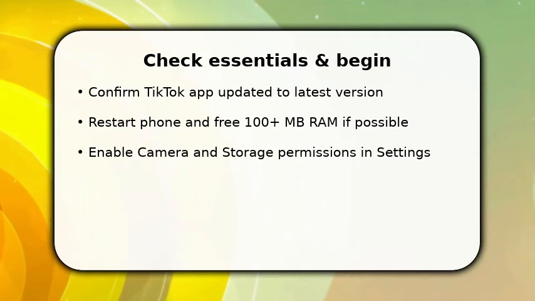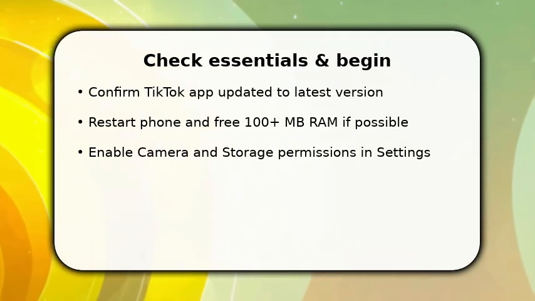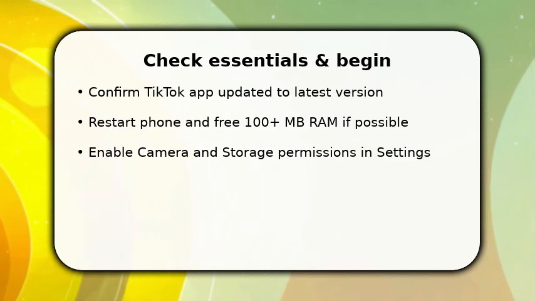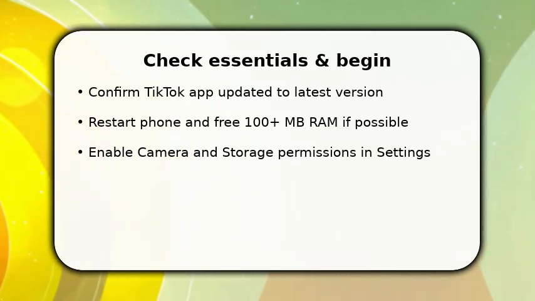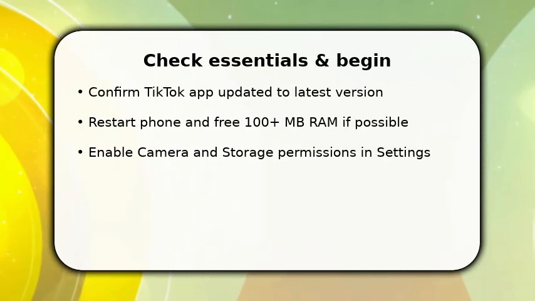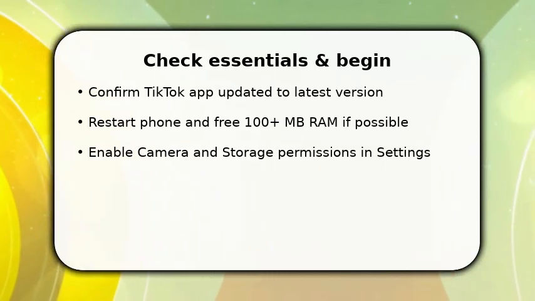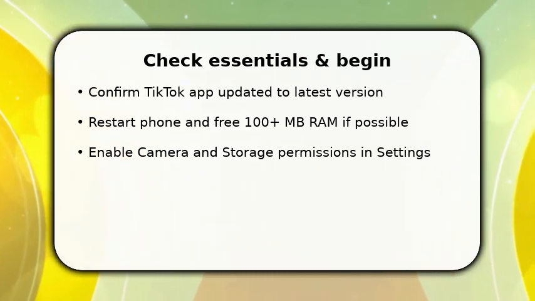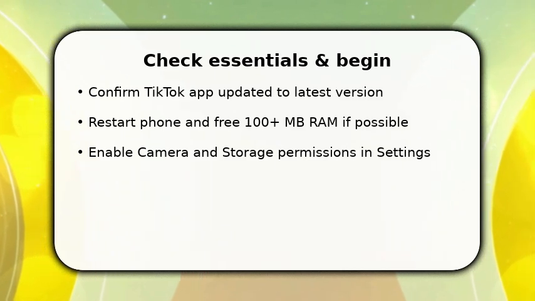If you use an app lock or restricted profile, disable it temporarily. Next, clear TikTok cache from the app settings to remove corrupted temporary data. Doing these steps first prevents common permission and cache causes and sets you up to test photo mode immediately.